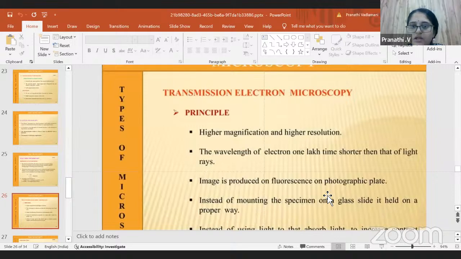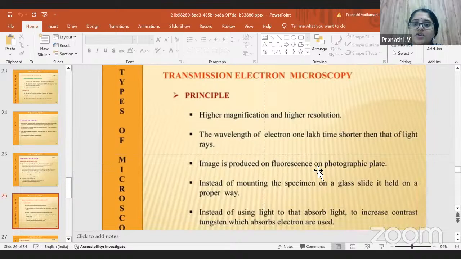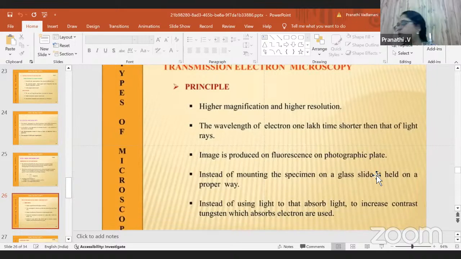In the transmission electron microscope, you're going to get higher magnification and higher resolution. The wavelength is around 1 lakh times shorter than that of the light rays. So you're going to get an excellent image. The image is produced by fluorescence on the photographic plate. Instead of mounting, the specimen is held in a proper way as such.